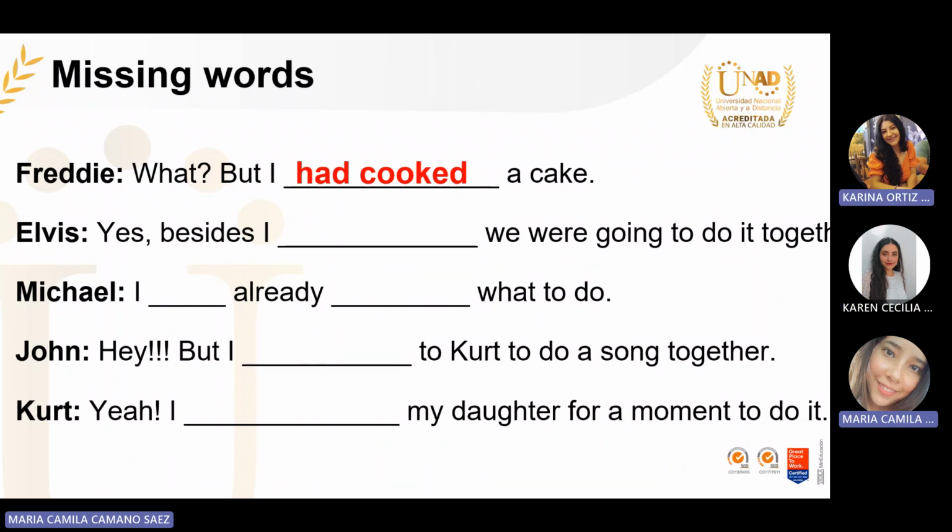So the first word is yes. Had. So yes. These sentences are about past perfect simple only, because in the video we watched past perfect continuous, and yeah, we are going to focus only on past perfect simple. So Michael Jackson said, what is the missing word here? Yes, I had already decided what to do.